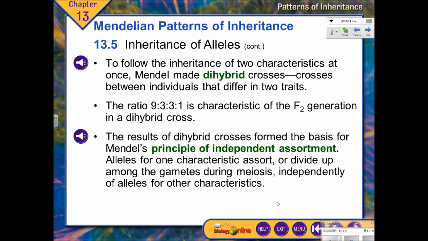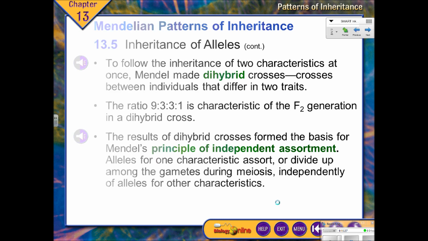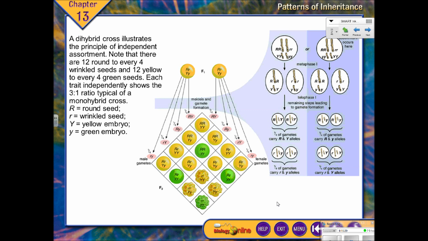All right. Now, to support this, he had to track 2 traits at one time. So that's what the di means in dihybrid. Once again, he was studying the hybrids to sort this. So you get this crazy Punnett square like that. Okay, now we will make one of these today.